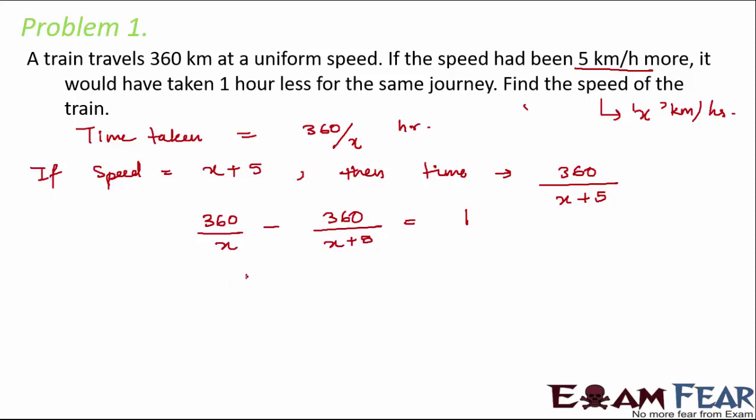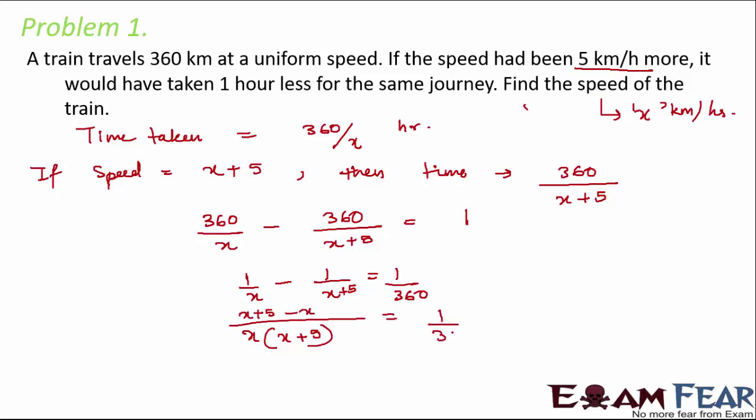Now when we solve this equation, we get 1 by x minus 1 by x plus 5 is equal to 1 by 360. Or we can say this is equal to, on the numerator, x plus 5 minus x, and on the denominator x into x plus 5. This is equal to 1 upon 360. So x and x will get cancelled. So this would be 5 into 360 is equal to x square plus 5x, or we can say x square plus 5x minus 1800 is equal to 0.